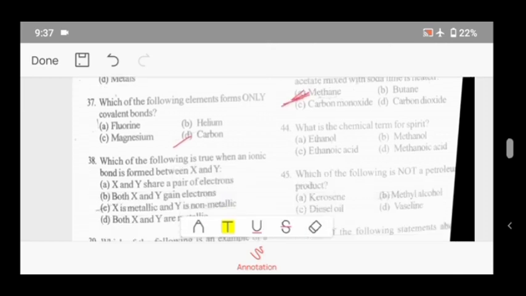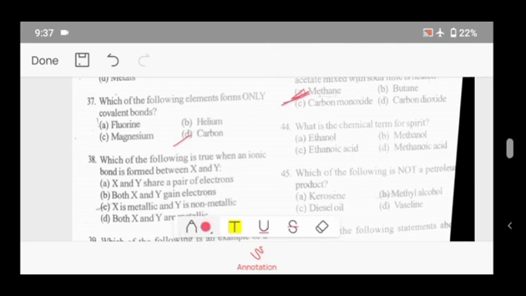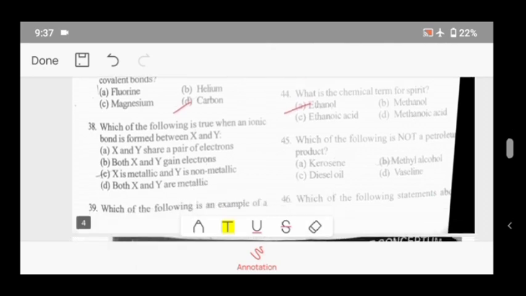Now, what is the chemical term for spirit? The chemical term for spirit is A, ethanol. Okay. Which of the following is not a petroleum product? Methanol and alcohol are not petroleum products.